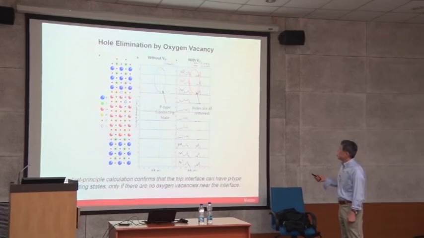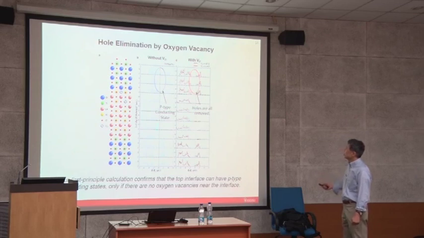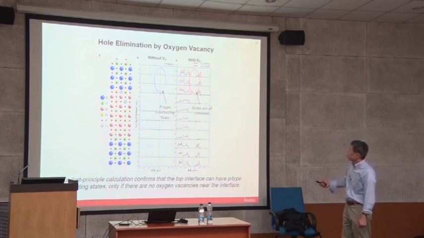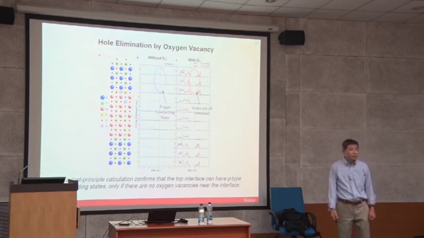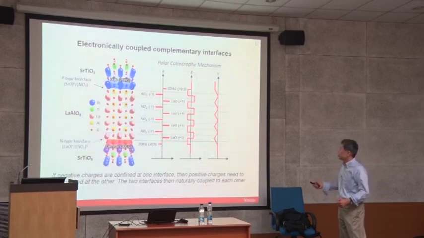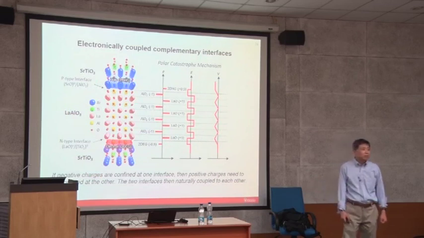Okay? So we look at this calculation, like a DFT calculation here, at the interface. If you have this kind of 2D electron gas here and 2D hole gas, without oxygen vacancy, with the oxygen vacancy, you have a quite different band structure. And you have an electron here, with no oxygen vacancy, you have a hole gas forming here, density of states. And then with oxygen vacancy, all the holes are removed here. Okay. So that means even though you can create this structure, you don't want to have any oxygen vacancy here. Okay, that's the key. The oxygen vacancy is a real killer.